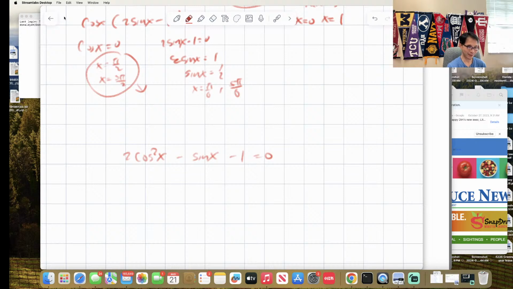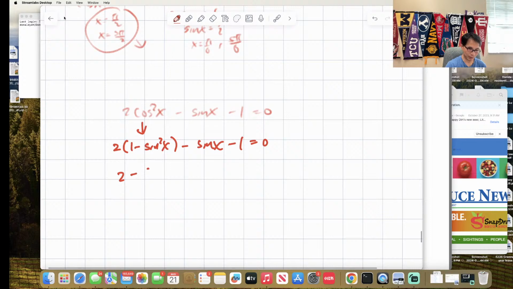They are not uniform: one is cosine squared, one is sine of x. So let's change it. What do we do? Change it to become uniform, using this identity. Does that make sense? Then everything's in terms of sine x. Then you can factor this.